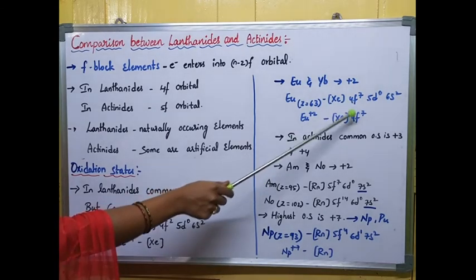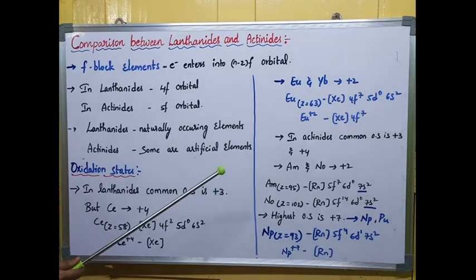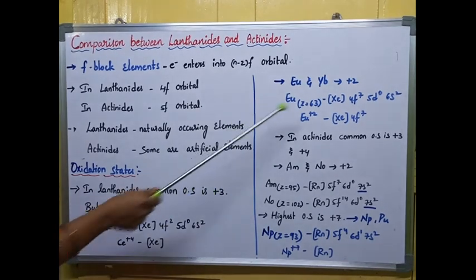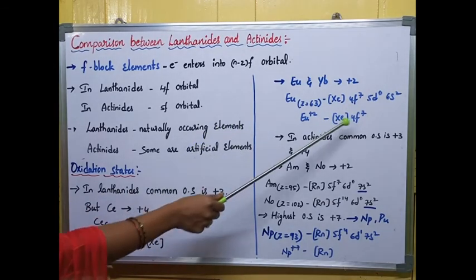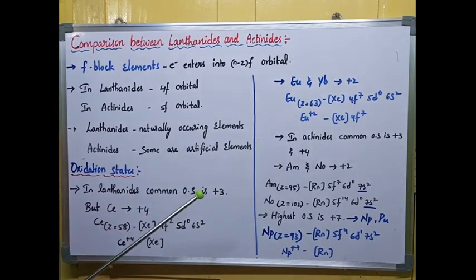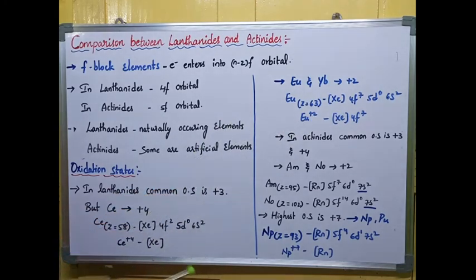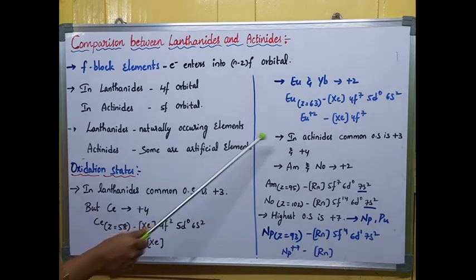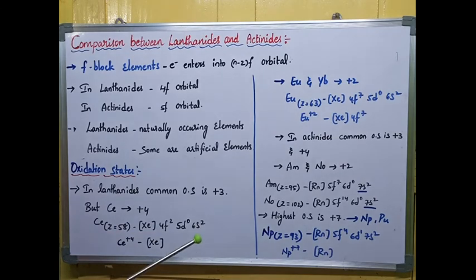If you remove 2 electrons, it becomes 4f14 in the case of ytterbium. So europium exhibits a half filled configuration in the 4f orbital, and ytterbium exhibits a fully filled configuration in the 4f orbital. So in order to attain half filled and fully filled configurations, they exhibit the +2 oxidation state. Coming to the actinides, the common oxidation state of actinides is +4 or +3. But there are some elements in this series that also exhibit +2, and they exhibit the highest oxidation state, that is +7.